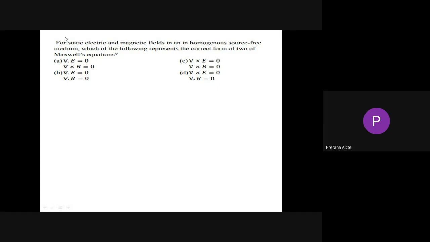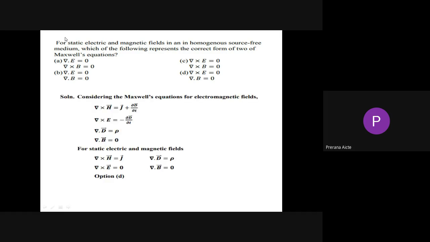And B is del dot E is equal to 0. That is wrong because del dot D is equal to rho V. That is also wrong. Then the third option C, del cross E is equal to 0 and del cross B is equal to 0. So del cross B is equal to 0 is wrong. So the other option is only del cross E is equal to 0 and del dot B is equal to 0. So the option is D.